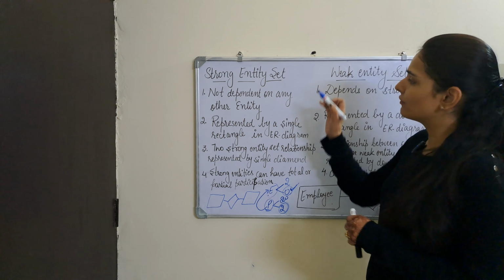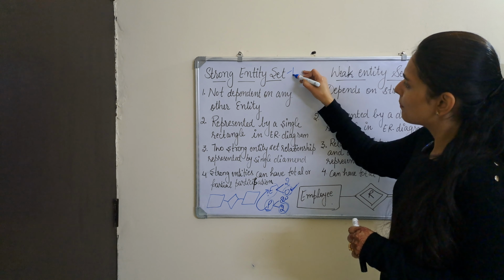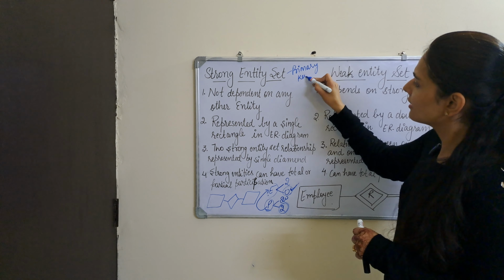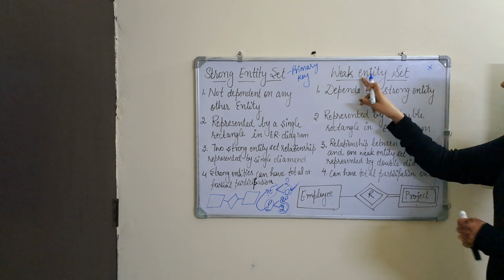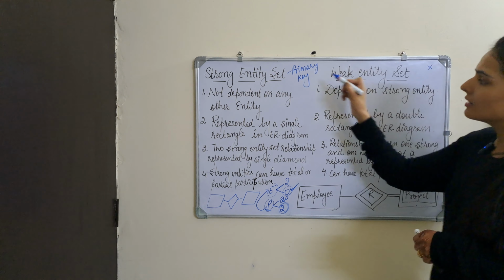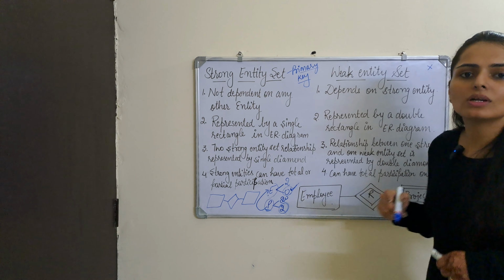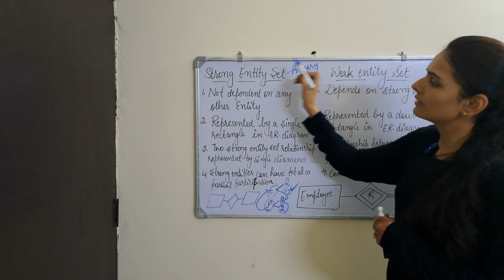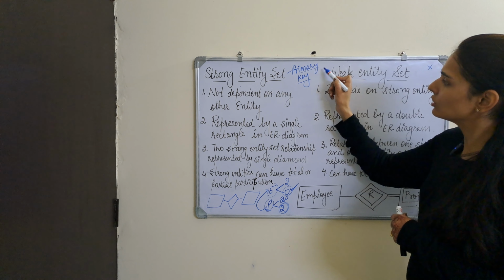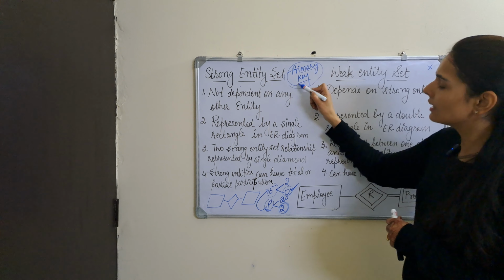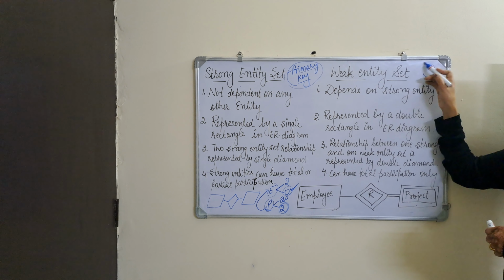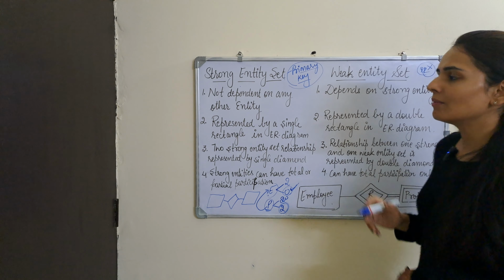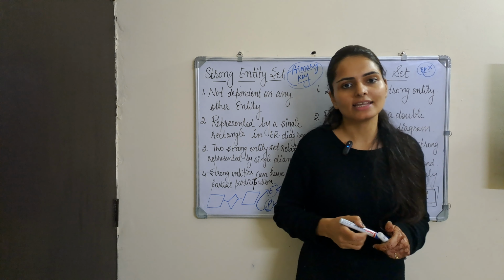There is one more difference though, that is there is a primary key in strong entity set and there is no primary key in the weak entity set. We'll understand about this primary key when we discuss the concepts of key. For now, you just have to know that strong entity set is going to have some primary key. However, weak entity set is not going to have that primary key, right? So this was all about strong entity set and weak entity set.